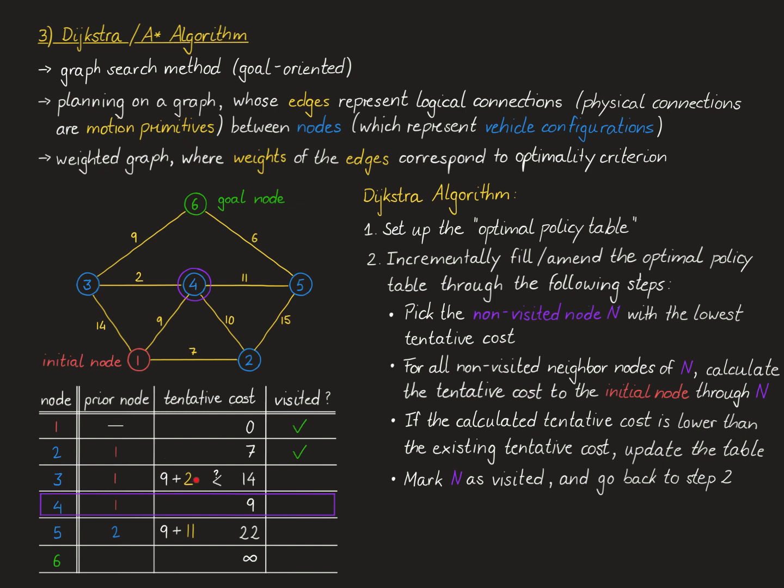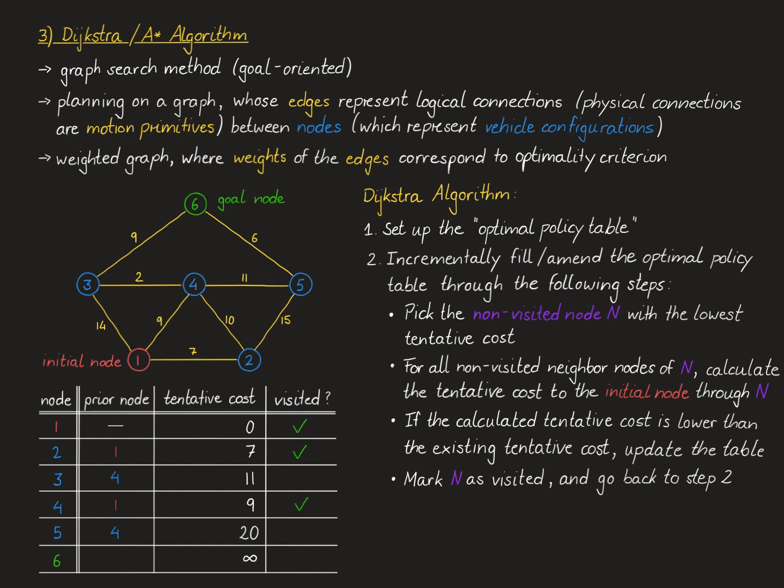Since 11 is less than 14, we update node 3 in terms of its tentative cost to 11 and in terms of its prior node to 4. And since 20 is also less than 22, we update node 5 in terms of its tentative cost to 20 and in terms of its prior node to 4. Finally, we mark node 4 as visited and we go back again to step 2.